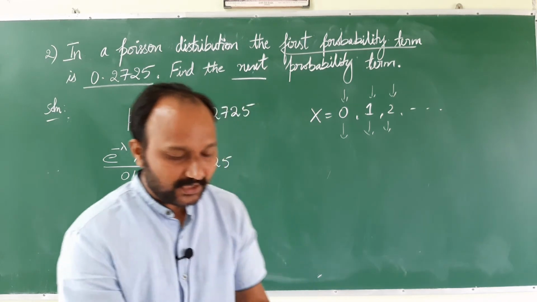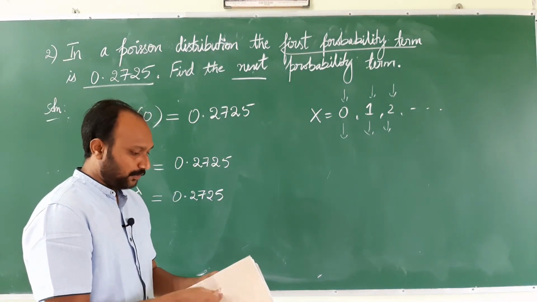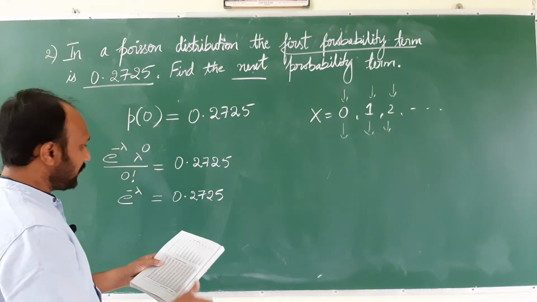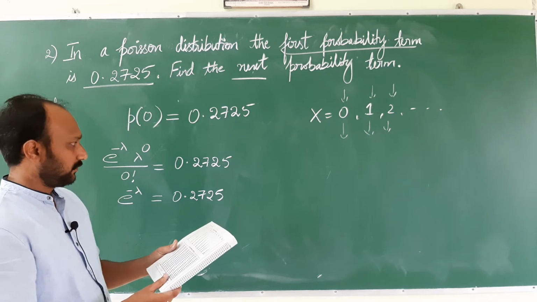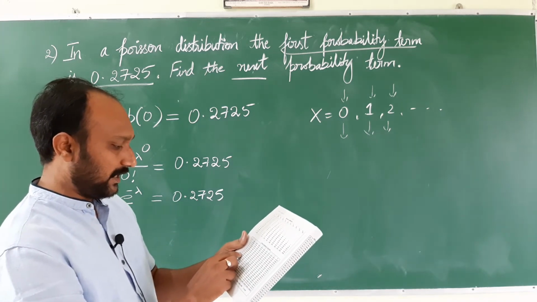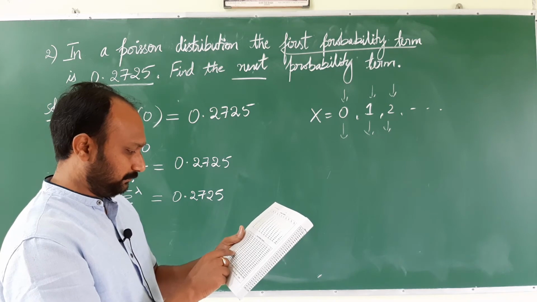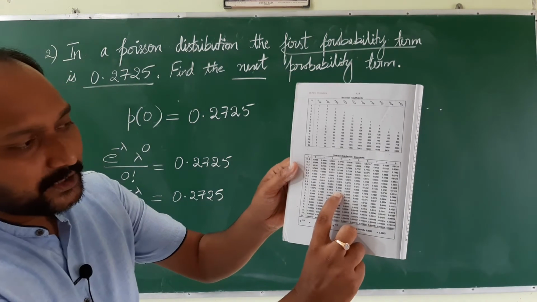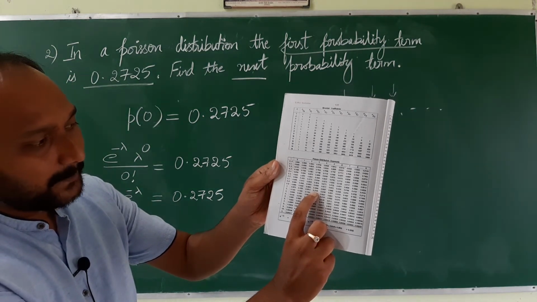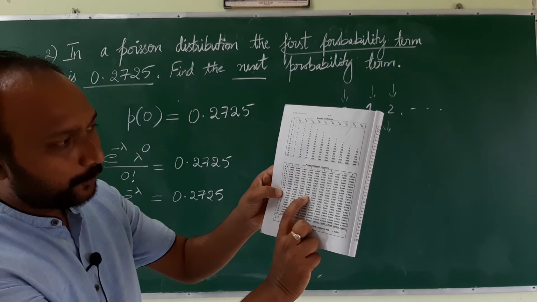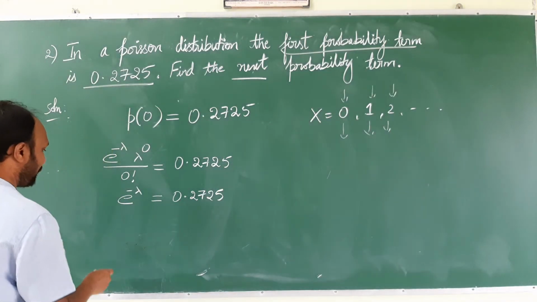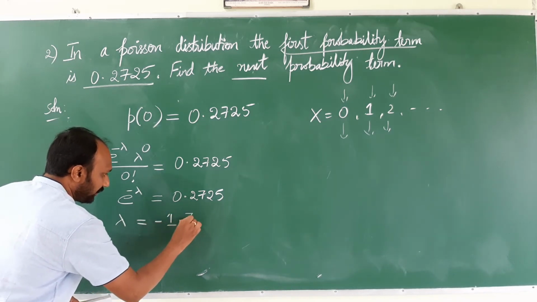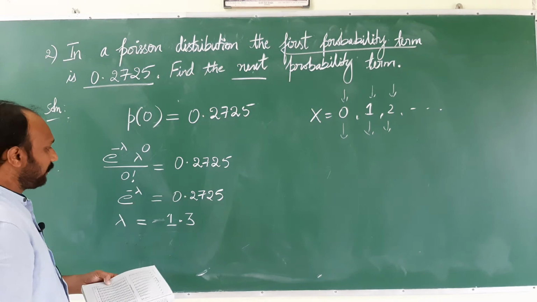So let us use the Poisson distribution table. You also go to the Poisson distribution table. So here please notice, 0.2725 comes for minus 1.3. That is, lambda is 1.3.